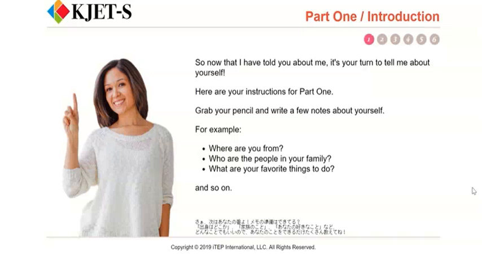Part 1. So now that I have told you about me, it's your turn to tell me about yourself. Here are your instructions for Part 1. Grab your pencil and write a few notes about yourself. For example, where are you from? Who are the people in your family? What are your favorite things to do? And so on.